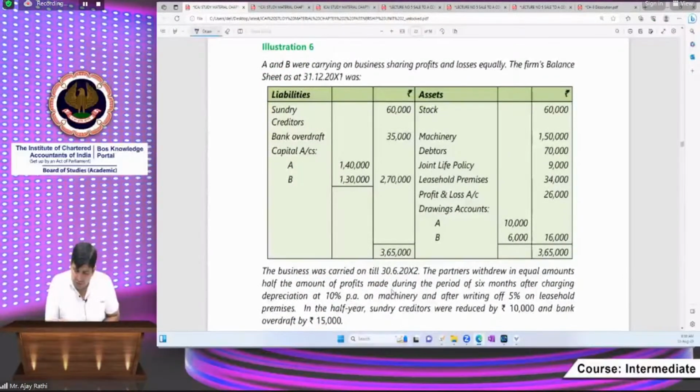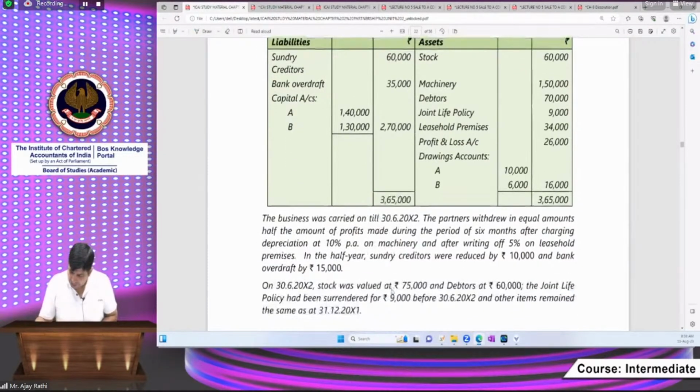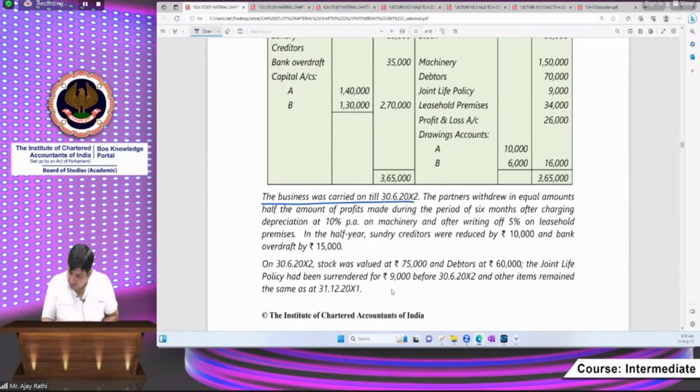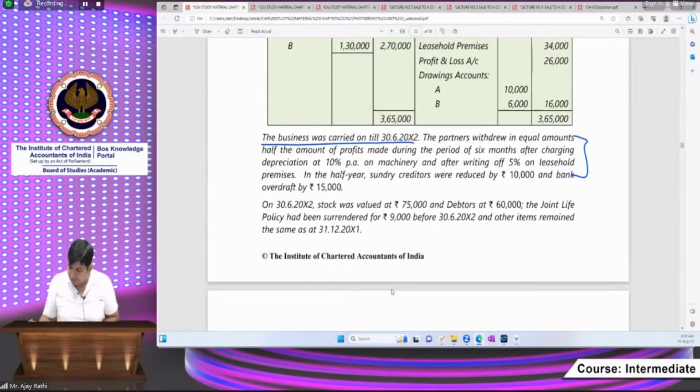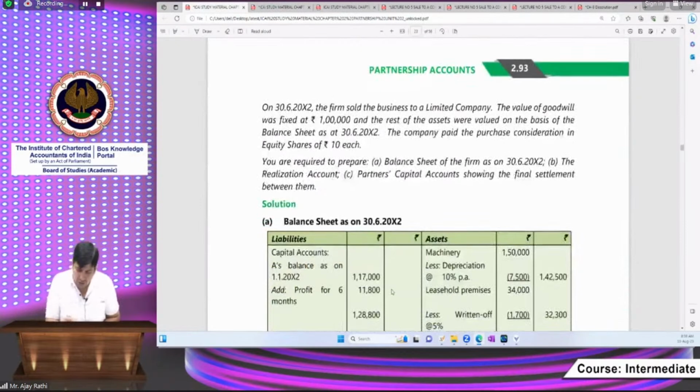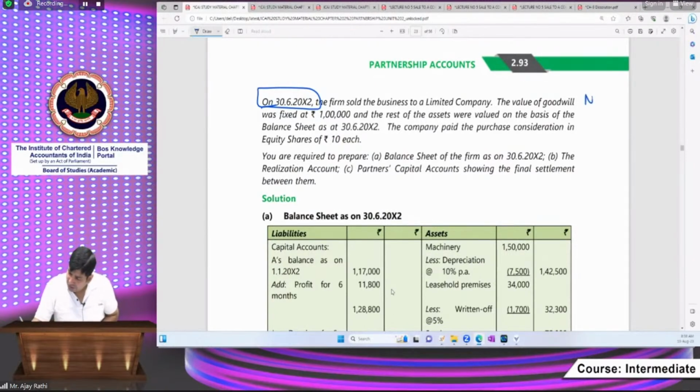A and B were carrying on the business and they were sharing the profit and loss equally. These are the assets and liabilities and capital. Business was carried on till 30th June, and all the things are same like this. Okay, beta, same things are there. One more point is there, that policy has been surrendered before that, and that means that has been realized on 30th June. The firm was sold to a business, that is a limited company, and the goodwill is there, 1 lakh. It means after calculating the net assets, you shall be adding the goodwill part there, and that will become your total PC, purchase consideration. Okay, this is the way to read the question.